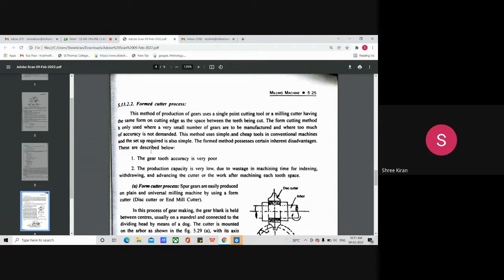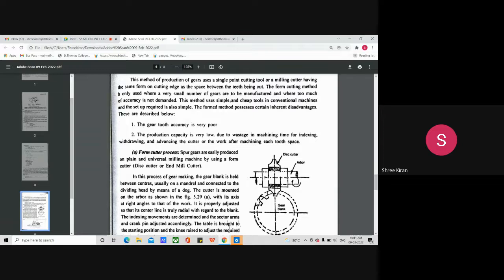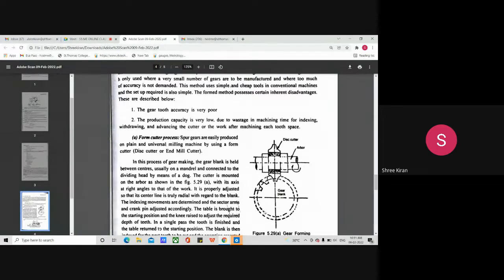Yesterday we discussed the same figure in the case of gear forming. This is the main thing where we cut the gear blank into the required number of teeth according to the purpose, dimensions, everything.